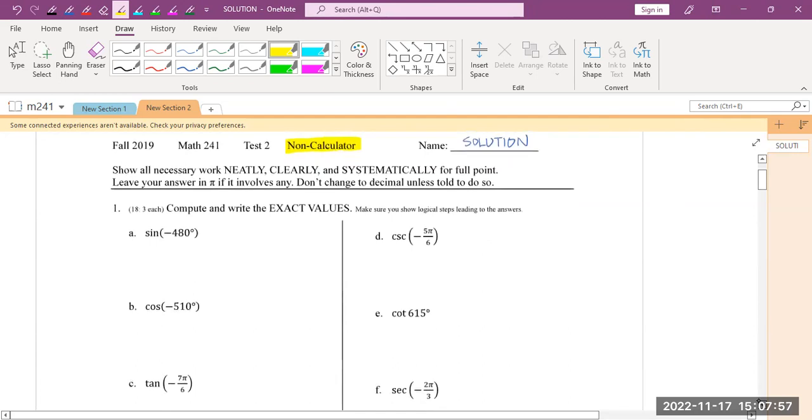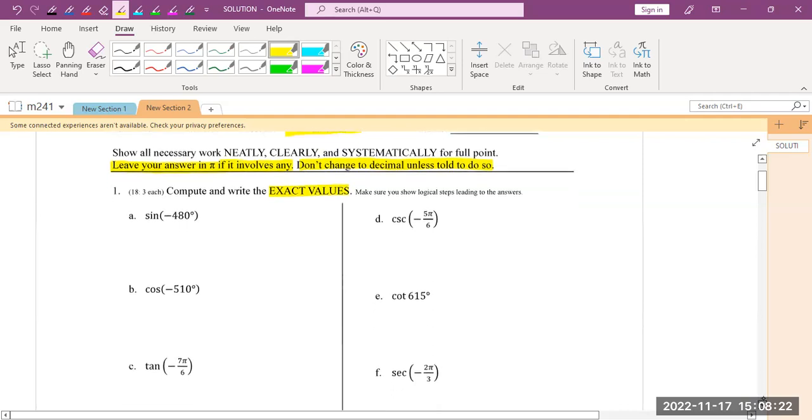Now, it says here that you need to leave your answer in pi if it involves any pi, and do not change to decimal unless I tell you to do so. In fact, write your answer in exact values. Okay, now number one, we will compute and write the exact values of the following three functions of special angles. And we will show logical steps giving us the answers.